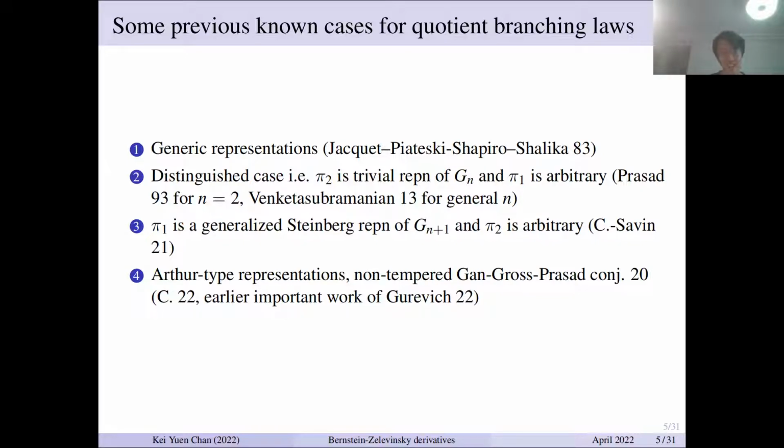With Gordon, we also studied a kind of opposite case, where pi_1 is the most generic one, you can say a generalized Steinberg representation, and pi_2 is arbitrary. Basically we determined the quotient branching in such a case. Also, Gan-Gross-Prasad have a recent conjecture, which we heard about in several talks before. I completed the proof, and Max Gurevich has some important earlier work.